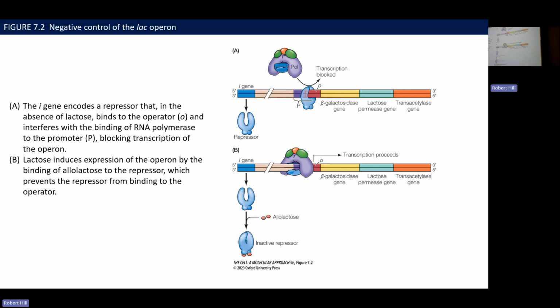Okay, so here's your summary slide of the mechanism of the lac operon. Here you've got RNA polymerase and sigma factor trying to bind to the promoter, but it can't because the repressor protein is bound to the operator. So it's blocked, you don't get transcription of those genes, and that's when lactose is not present. However, when lactose is present, it's bound to the repressor protein, changing its shape. The repressor protein can't bind to the operator, and so RNA polymerase and sigma factor can bind to the promoter and drive transcription of the structural genes. Not too bad.